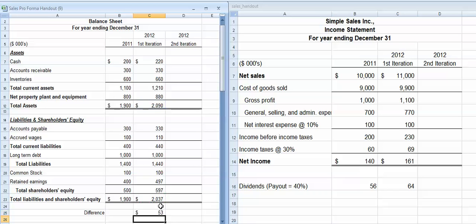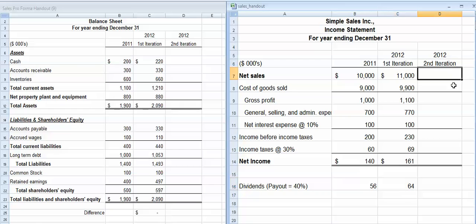liabilities and equity. Our balance sheet doesn't balance. Our balance sheet right now is off by $53. This means our long-term debt instead of being $1,000, really should have been $1,053. And had we entered $1,053 for our long-term debt, then we can see our balance sheet would balance. Let's go ahead and now look and see how that change in long-term debt from 1,000 to 1,053 will impact our income statement. So let's go ahead and do a second iteration.